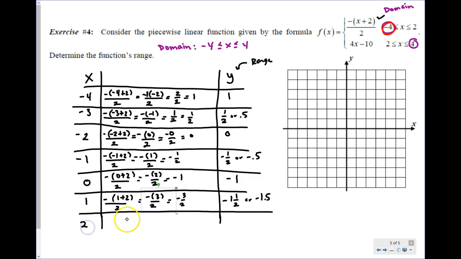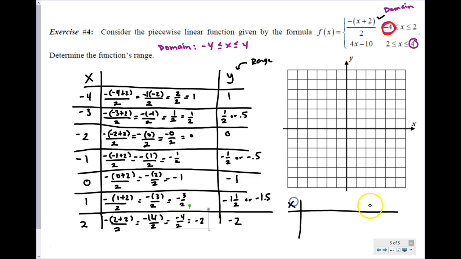Then I'm going to plug in 2. So I get negative 2 plus 2 over 2 to get negative 4 over 2, which gives me a negative 2. So for all of these, I used this first equation. Now I'm going to finish the table over here on this side because I ran out of room.